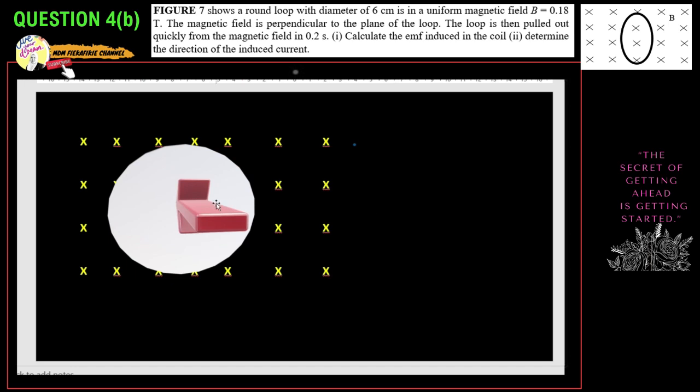If the direction of the magnetic field is into the page, it means that the front side of the coil should be north, and the back side of the coil should be south. Because we know that the magnetic field arrow must go from north to south. So if it is into the page, it means the front is north and the back is south.